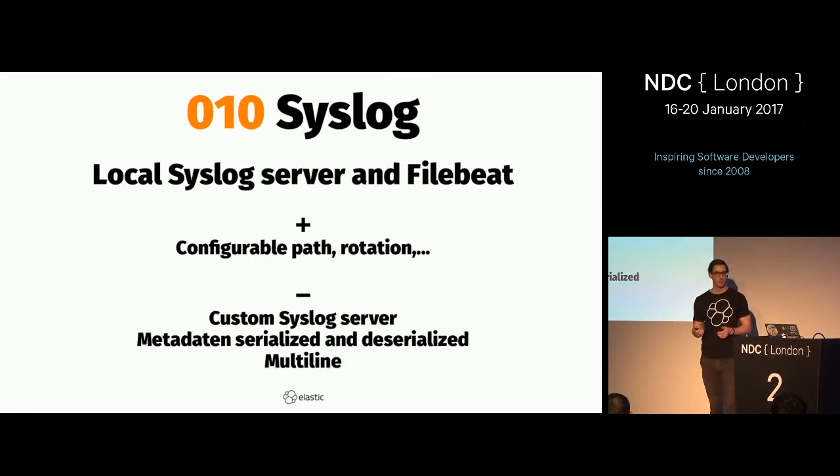The alternative would be you run a syslog server. So you can run a local syslog server and then have Filebeat collect from syslog, which is nice because it's super configurable. But well, you need to run your own syslog server. And yeah, multi-lines, you need to parse them again. So it's not that nice, possibly. It is powerful. You have all the features you want, but it's not that nice to actually run your own syslog server, maybe.